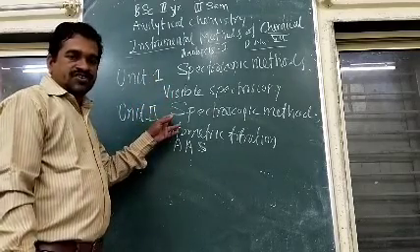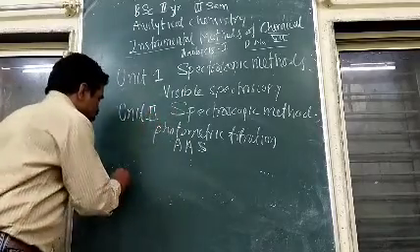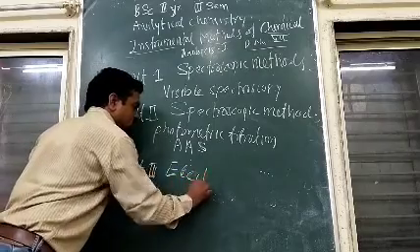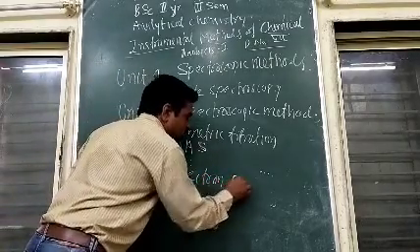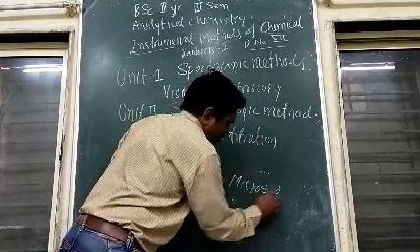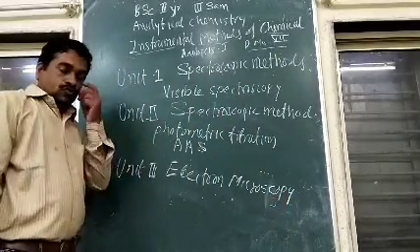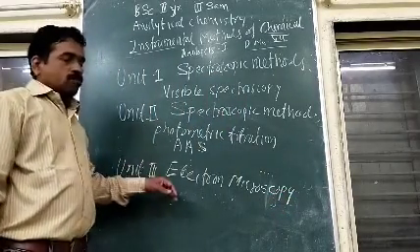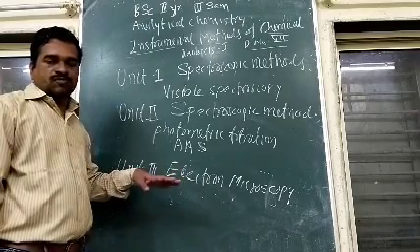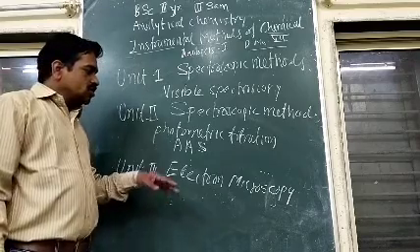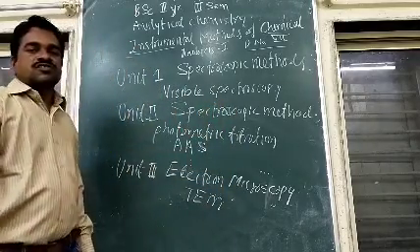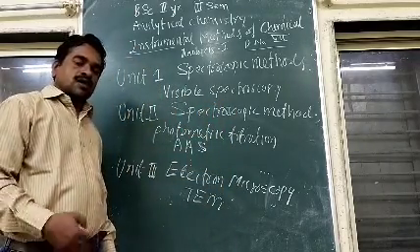These two units are major for your syllabus, and the third unit is electron microscopy. You might have heard the term electron microscope. There are two types of electron microscopy: scanning electron microscopy and transmission electron microscopy. We have to study the transmission electron microscope (TEM): theory, instrumentation and applications.